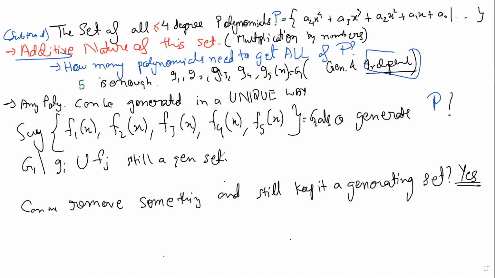And remember, I'm saying that you first remove some gi, and then there will be some fj that you can add so that it will still generate. Forget about independence for the time being. We're just looking at connectedness, maybe you could say. Okay, just still a generating set.